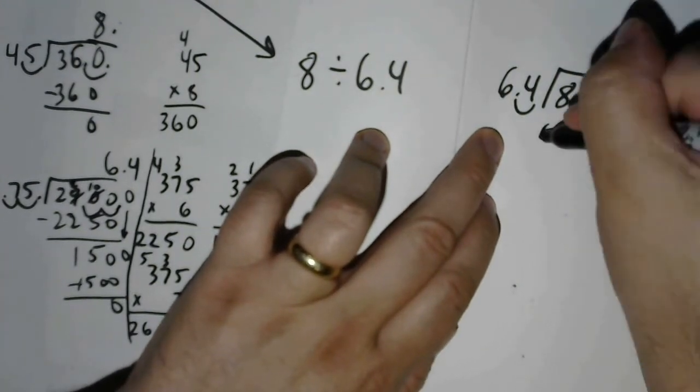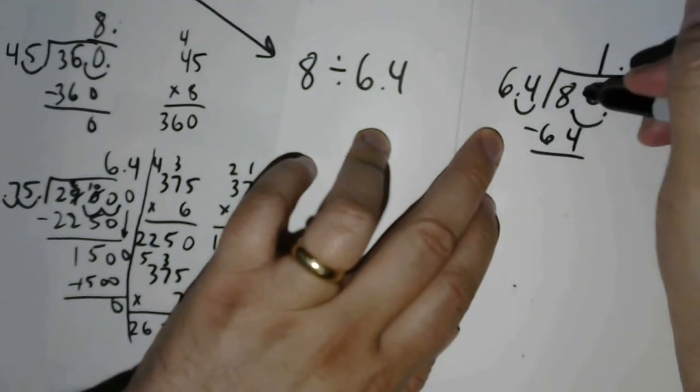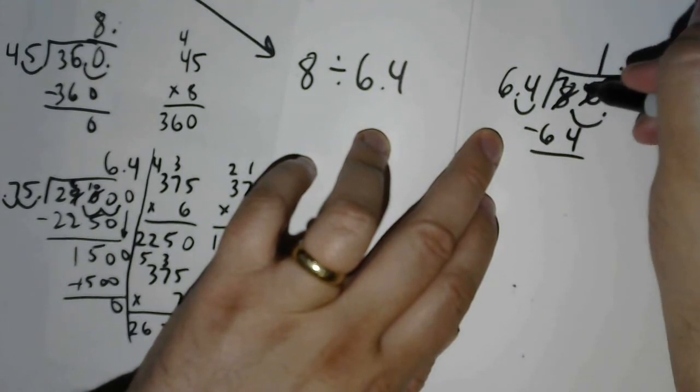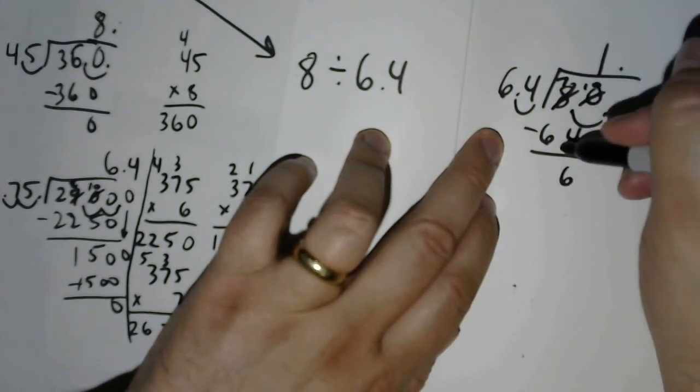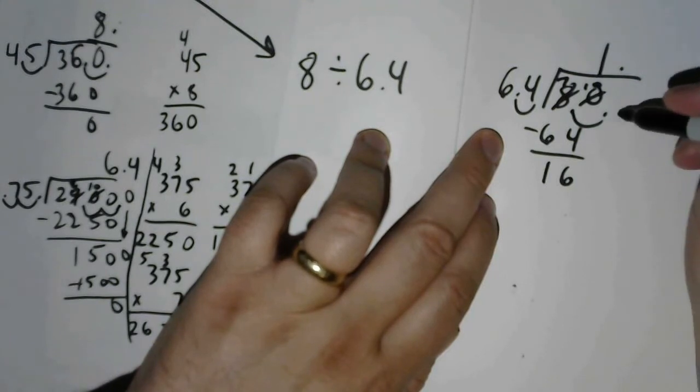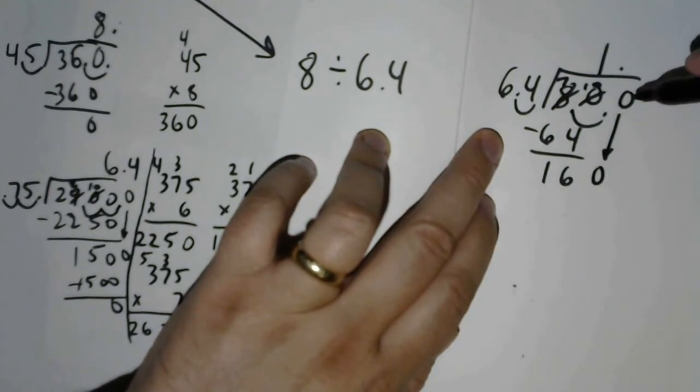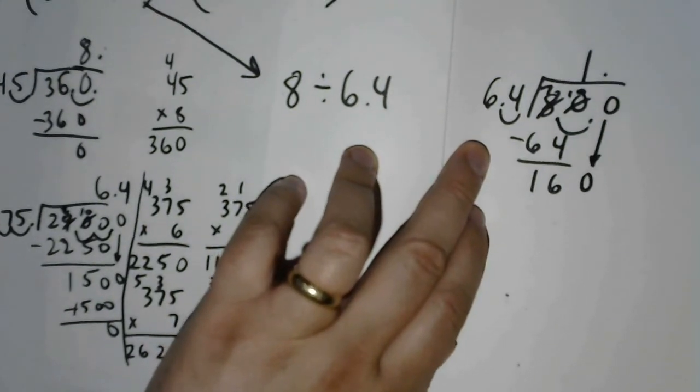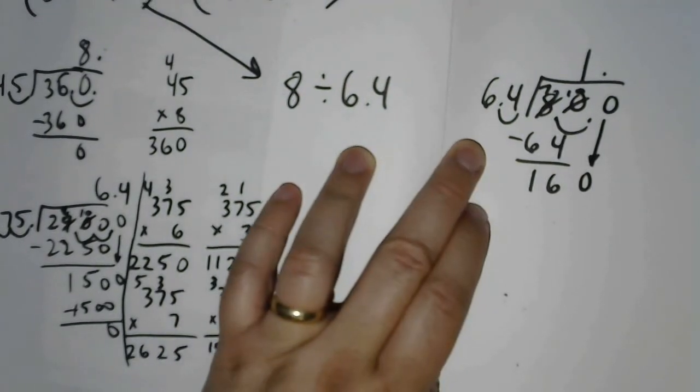It's going to go in 1 whole time, that's 64. I'll subtract. To borrow, that becomes a 7, this becomes a 10. 10 minus 4 is 6. 7 minus 6 is 1. I'm going to add a 0 and keep on going because I want this answer to be in decimal form, although I could have kept it in fraction form.